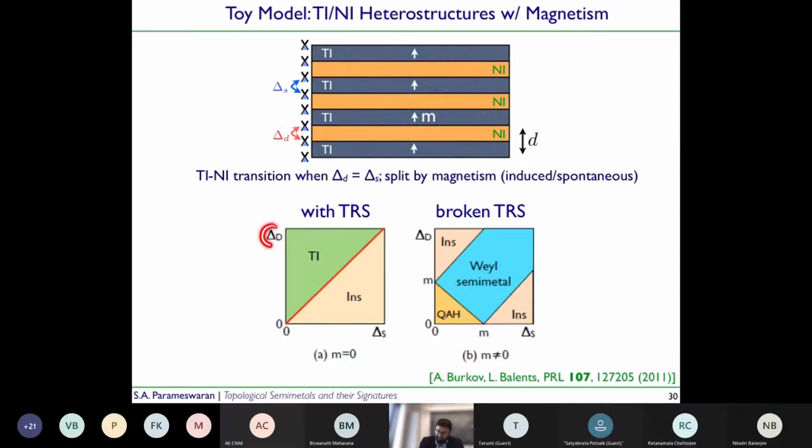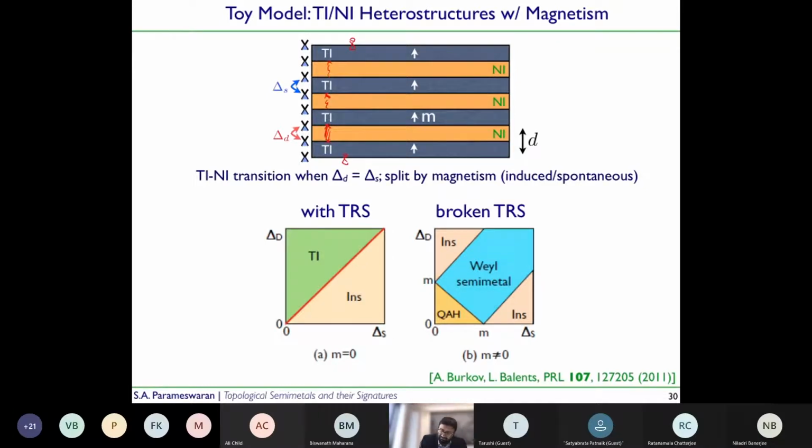If this delta D, which is the strength of coupling between the two TIs, adjacent layers of TI, is very strong, then what happens is I gap out, the normal region is absent. So basically what I do is, the Dirac point, so let me draw Dirac points. The Dirac point of this TI gaps out against this TI, Dirac point of this TI gaps out against this TI, of this TI against that, leaving an unpaired Dirac point on the top and the bottom surface, because that doesn't have anybody to gap against.